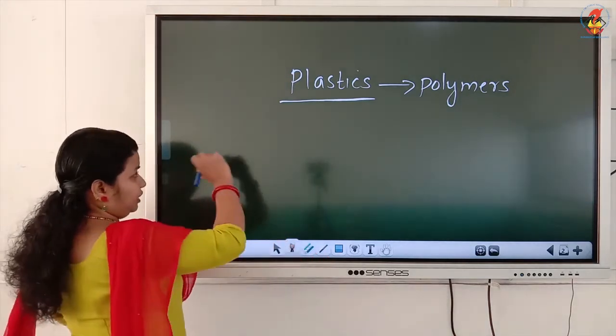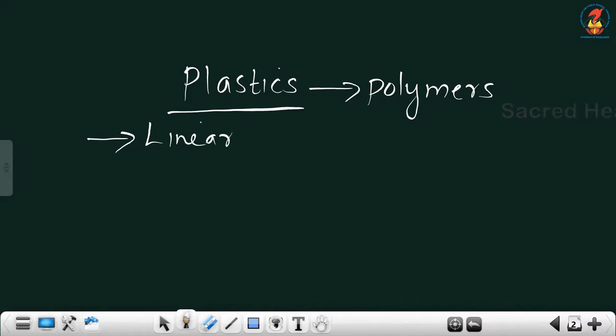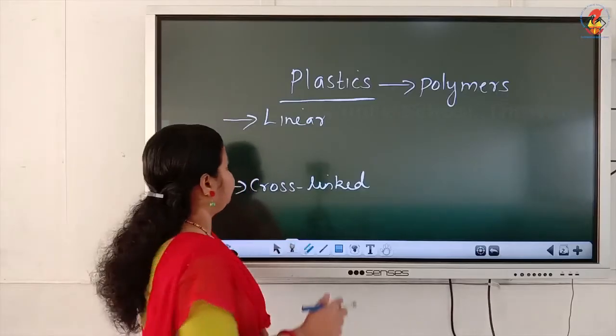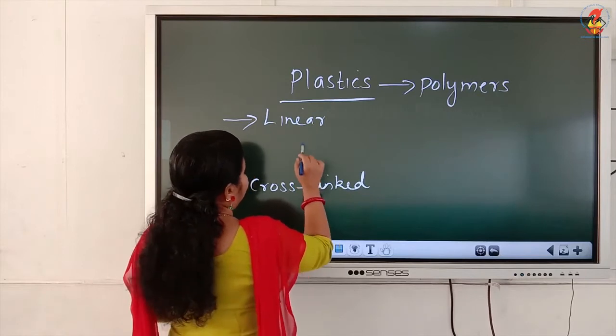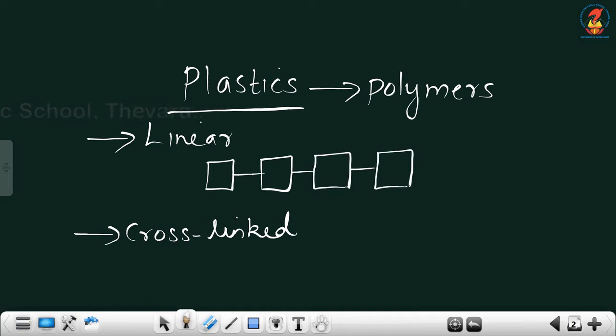So the arrangement of monomers can be either linear or cross-linked. In plastics, the monomers can be arranged in a linear manner or in a cross-linked manner. Now I will show you what the linear arrangement looks like. So here, this is how the linear arrangement looks.